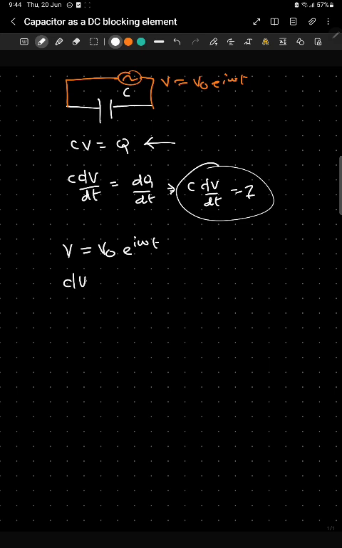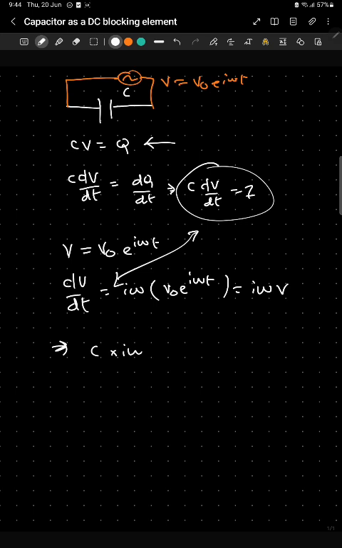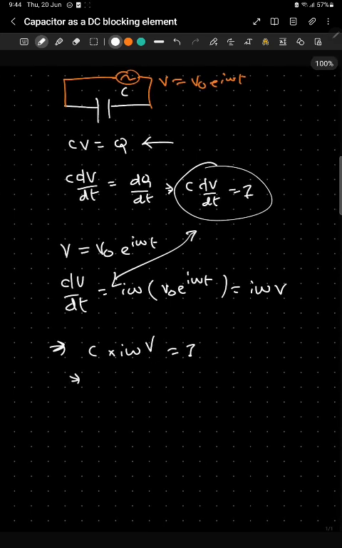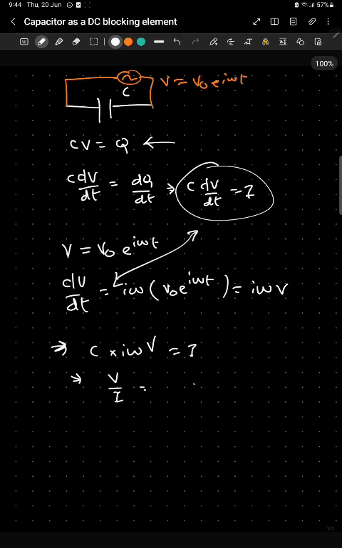So if that is the case, then dV/dt would be i omega V e to the power of i omega t, and so this is i omega V. If we use this here, what we get is C times i omega V is equal to I. So we get V divided by I is equal to 1 divided by i omega C.